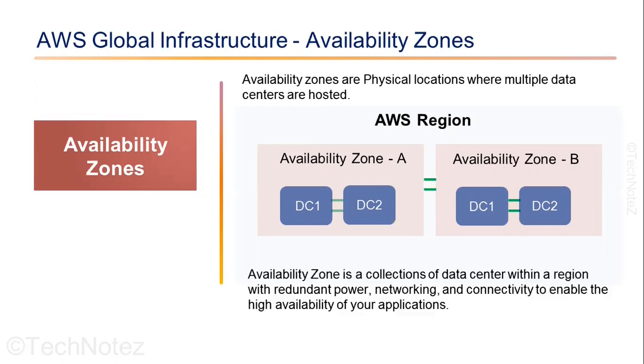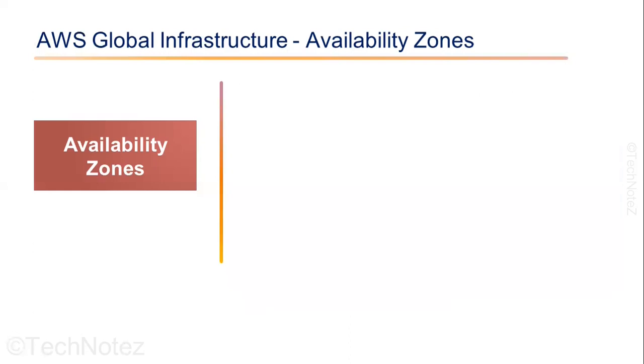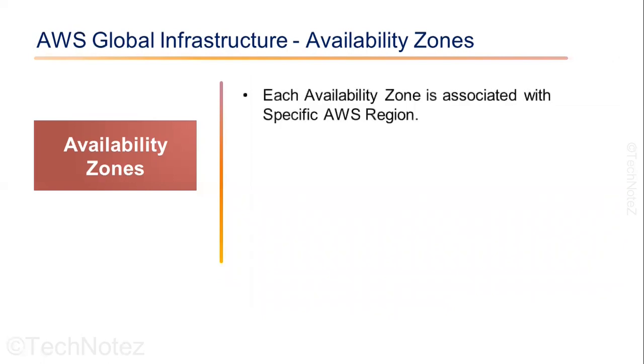In simple terms, an availability zone is a collection of data centers within a region with redundant power, network, and connectivity to enable the high availability of your applications. Meaning, if one data center within a region goes down, the users will still be able to access their application via other data center in the availability zone.